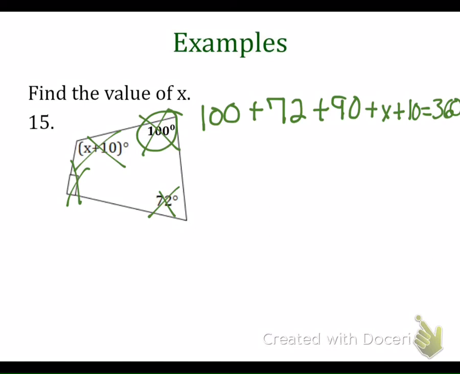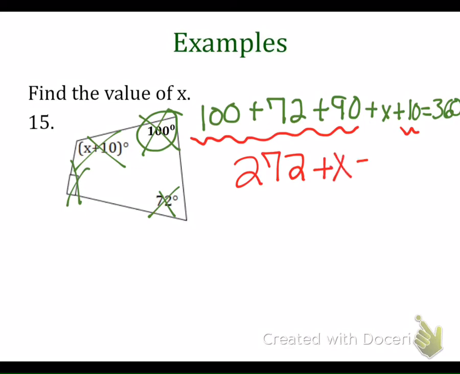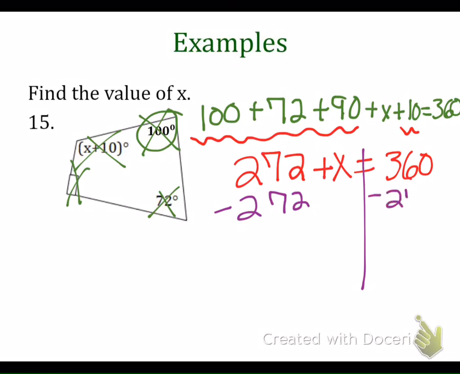Okay, so let's combine all the like terms first. 100 plus 72 plus 90 plus 10. That's 272. Yeah, 100 plus 90 is 190, plus 10 is 200, plus 72 is 272. Good. So minus 272 on both sides. So x equals 88?